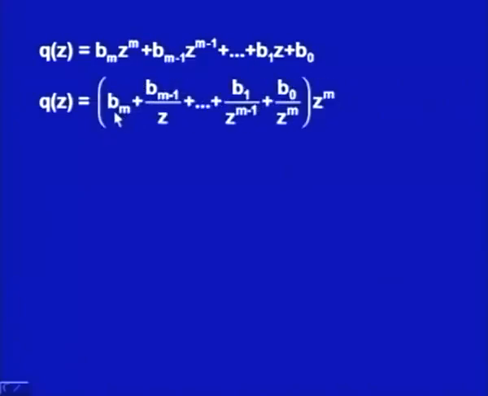Again in a similar manner we will take z to the power m common. So, what we could write is b_m plus b_{m-1} upon z and so on, plus b_1 upon z to the power m minus 1 plus b_0 upon z to the power m, into z to the power m. Now, again take the absolute values, that is mod of q(z).